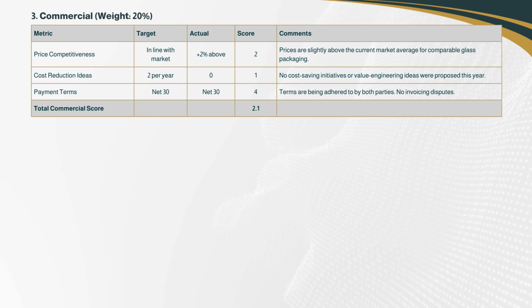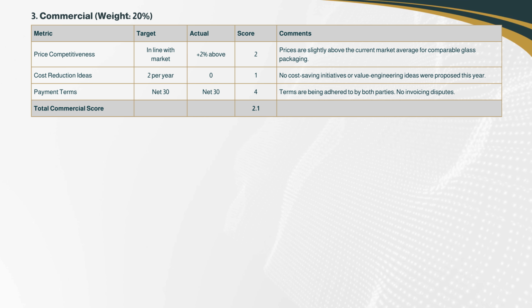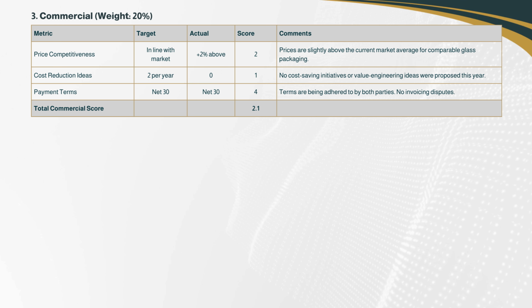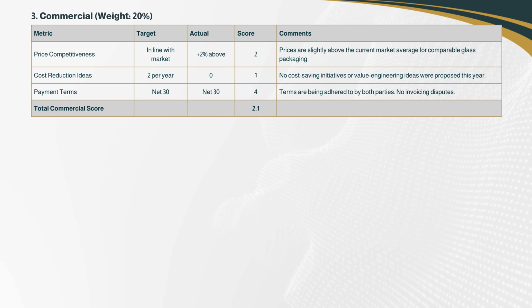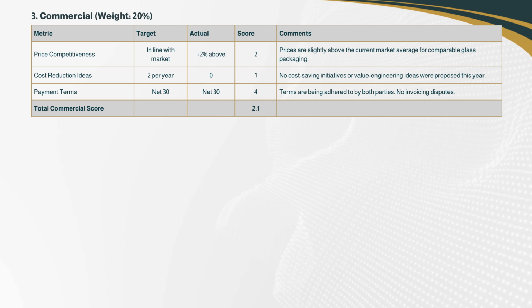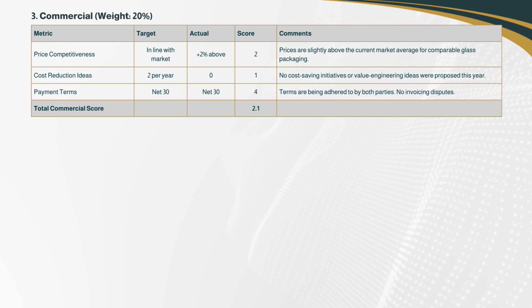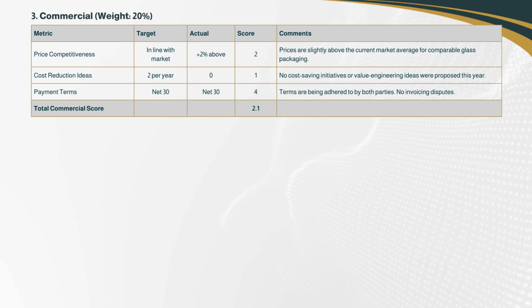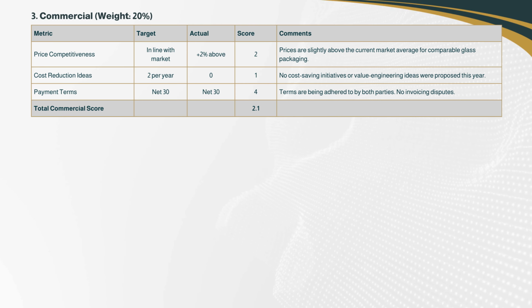3. Commercial, weight 20%. Metric, target, actual, score, comments. Price competitiveness: target in line with market, actual plus 2% above, score 2. Prices are slightly above the current market average for comparable glass packaging. Cost reduction ideas: target 2 per year, score 1. No cost saving initiatives or value engineering ideas were proposed this year. Payment terms: target net 30, actual net 34. Terms are being adhered to by both parties. No invoicing disputes. Total commercial score: 2.1.